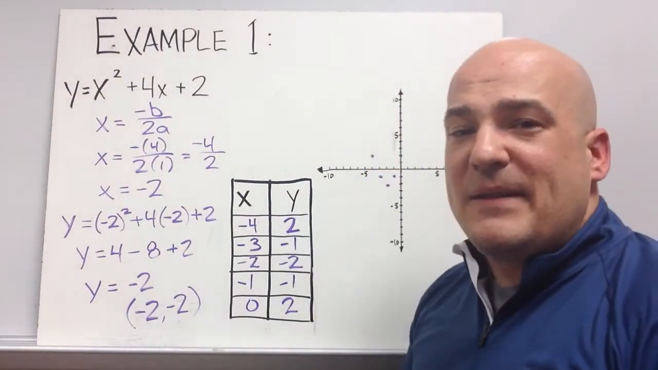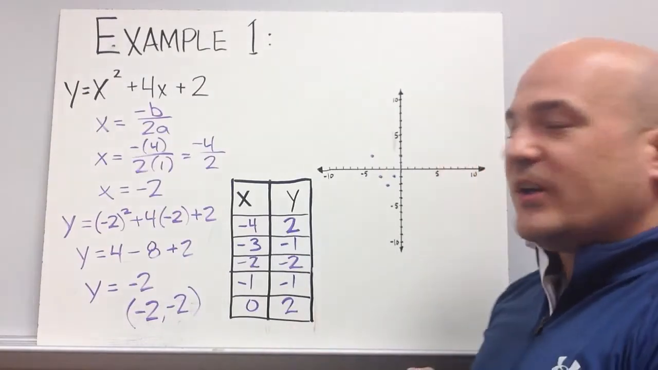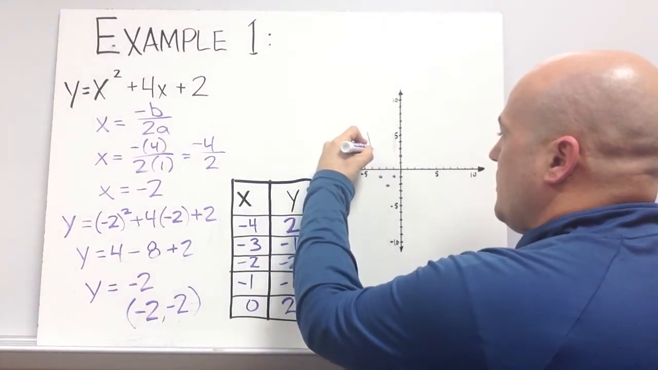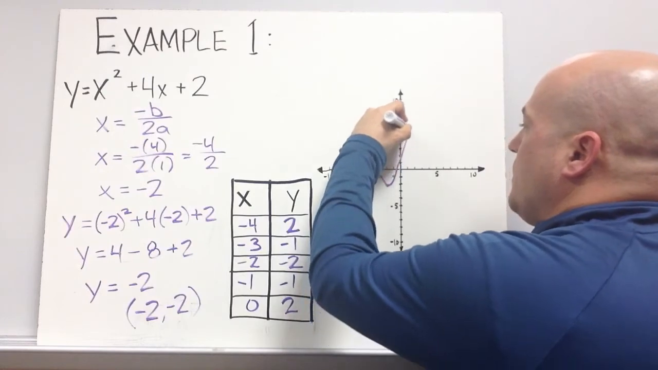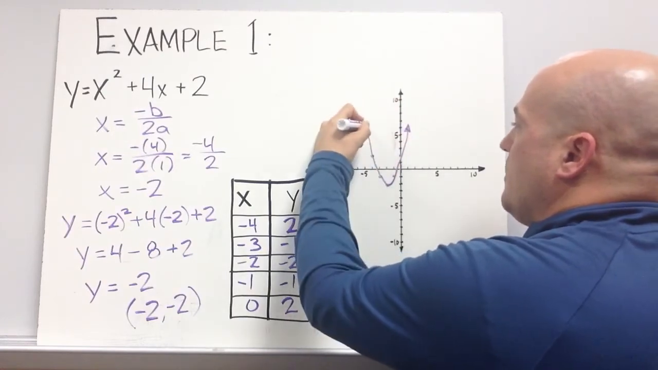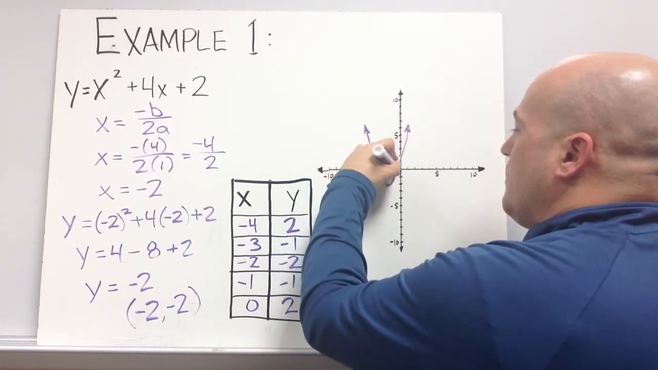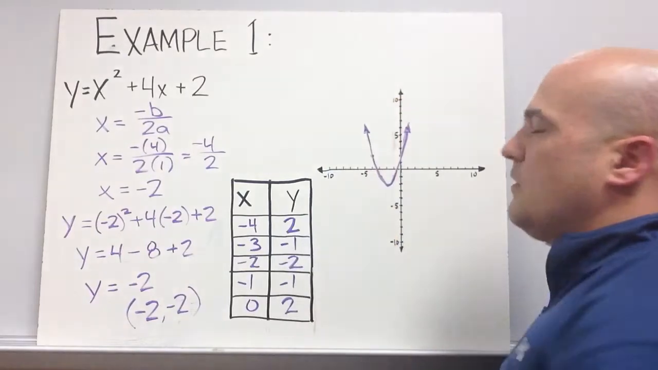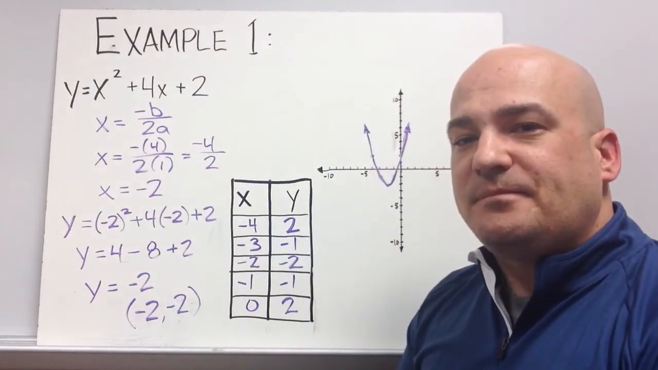The last step in this process is to connect those dots, forming a parabola or a curve. So I'm going to connect these dots. Alright, and your parabola should end up looking something like that.